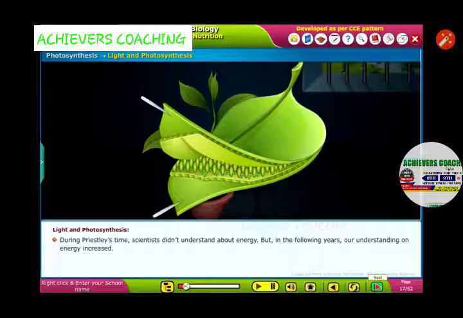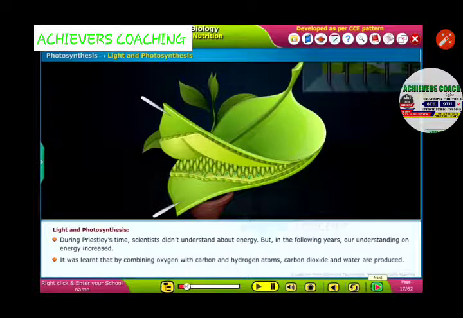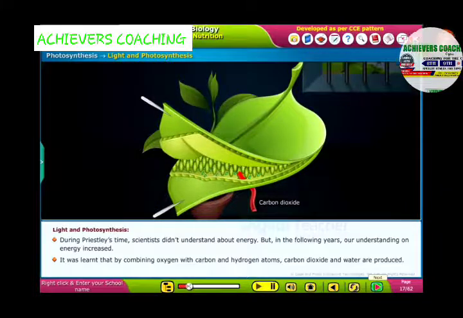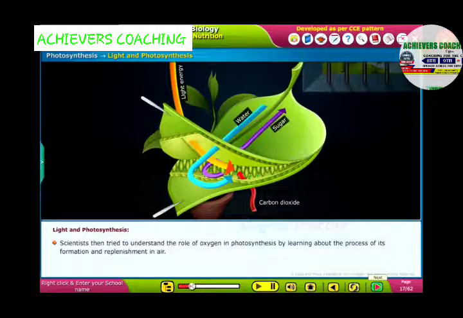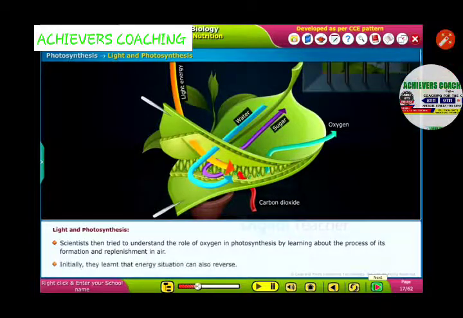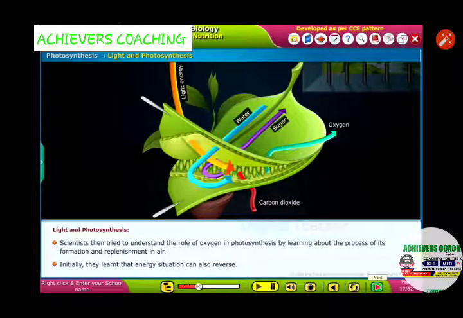on energy increased. It was learned that by combining oxygen with carbon and hydrogen atoms, carbon dioxide and water are produced. Scientists then tried to understand the role of oxygen in photosynthesis by learning about the process of its formation and replenishment in air. Initially, they learned that energy situation can also reverse.